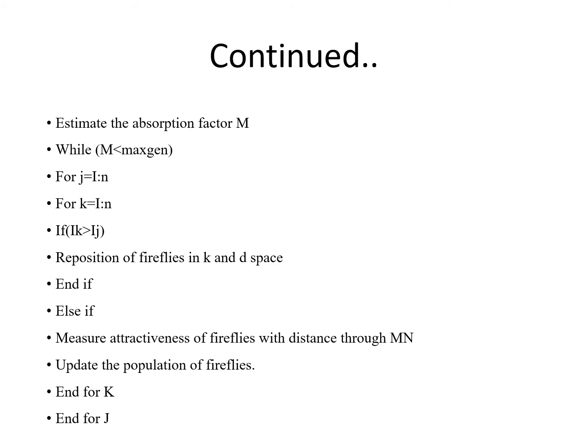By the functions of features, we have to design a proposed methodology over it. So first is estimation of the absorption factor M, while M is less than maxgen. For J, it is the representation of the images. We have taken the MRI images from the BRATS dataset. So here it is the representation of how we can call the image from our folder. So this is somewhat that.